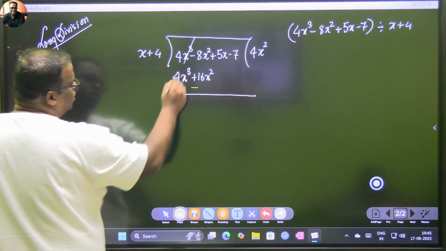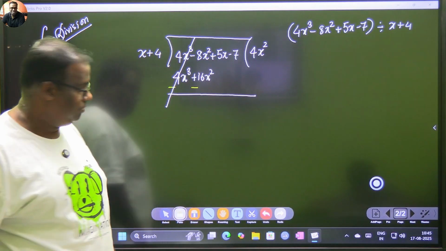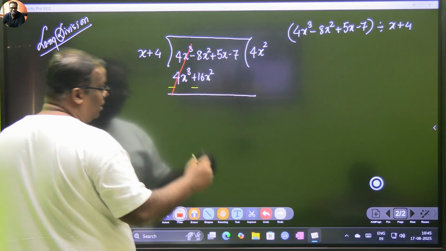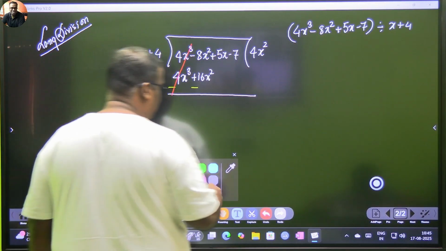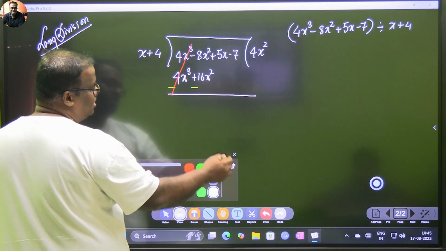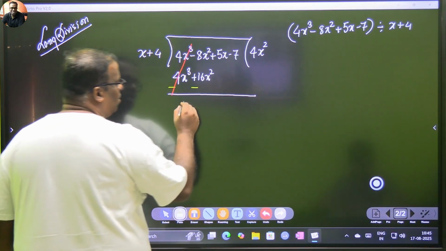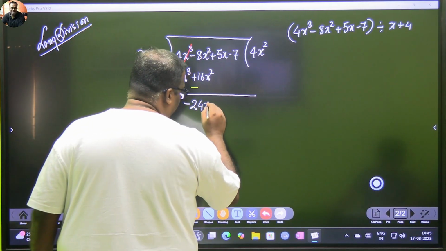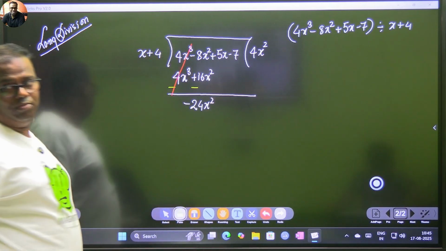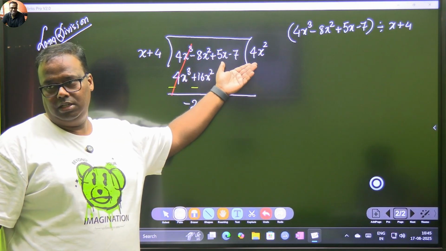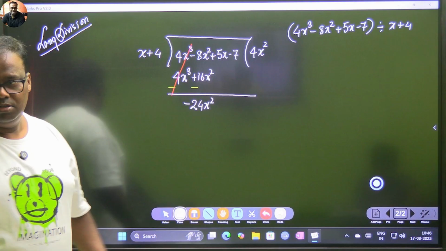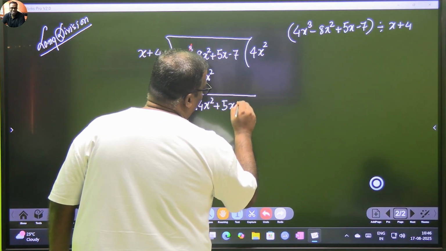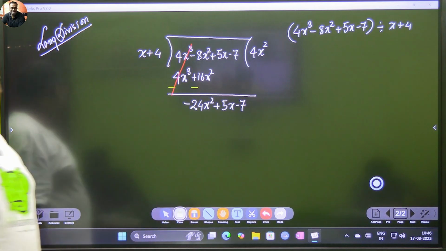4x cube and minus 4x cube cancel each other. You understood? My English is not good, so if my English is not good, do help me. And minus 8 and minus 16 is how much? Minus 24x square. And then whoever is at the top just falls below like rotten mangoes. Rotten mango 1, rotten mango 2. Have you understood? Very good.